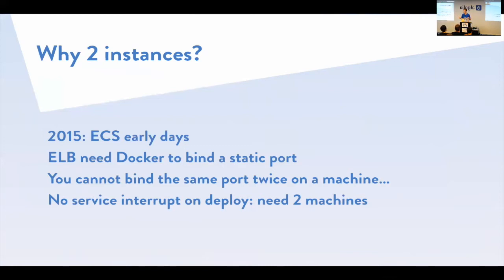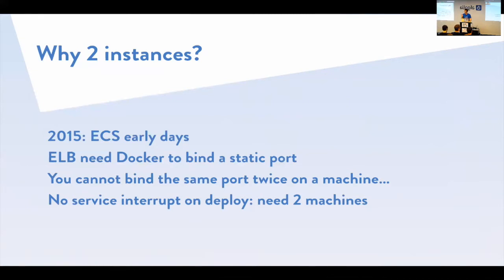So it was terrible, no scaling, or you need to boot more machines to put more services in it. It's not really the Docker way, but it was the beginning of ECS. You had no choice at that time. And so if you don't want to have a service interruption when you deploy, you need to have a second machine because you need to put the new service somewhere, shut down the old one, and that's it. If you have only 1 machine, you cannot have a continuous deployment.